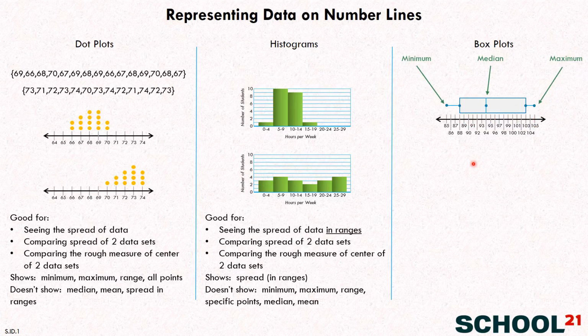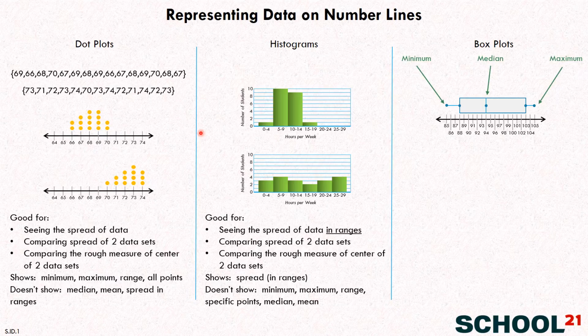Okay, so for instance, what's the minimum value of this one? 85. Okay, cool. And what is the maximum value of this one? 105. Good. And what's the median of this data set? 94. So you can really easily see what the minimum, maximum, and median are.